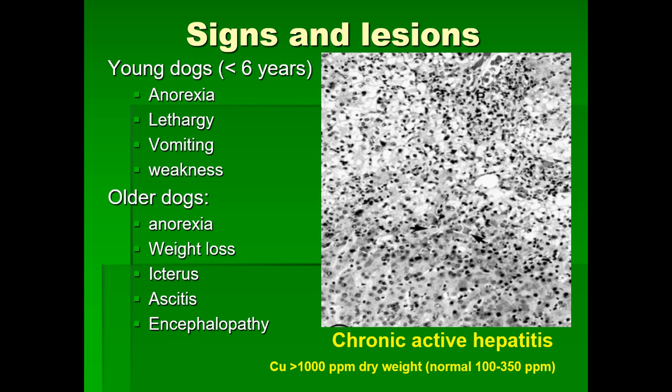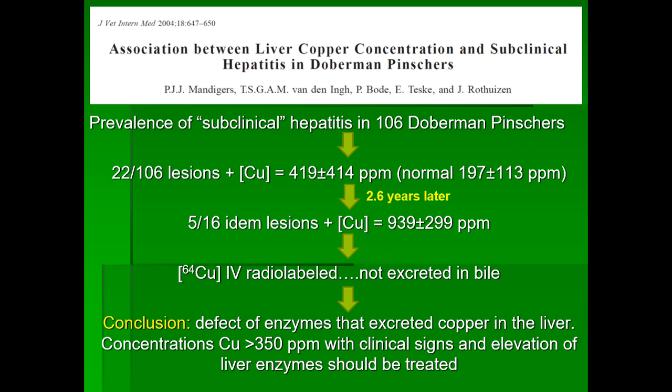when the normal values are between 100 and 400 parts per million. I thought to bring up a study in Doberman pinschers that were followed in time to assess the progression of the disease. The first objective was to see how many animals that were apparently healthy had subclinical hepatitis determined by liver biopsies. There were 22 out of the 106 animals that had liver lesions, and the copper concentrations in the liver were already elevated at 419 parts per million.